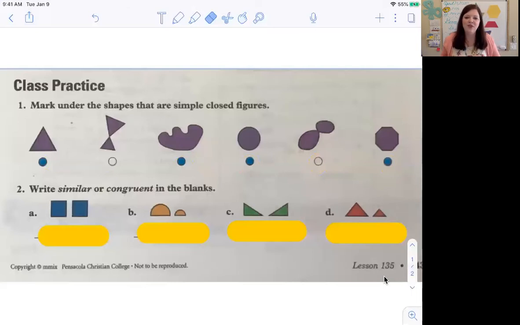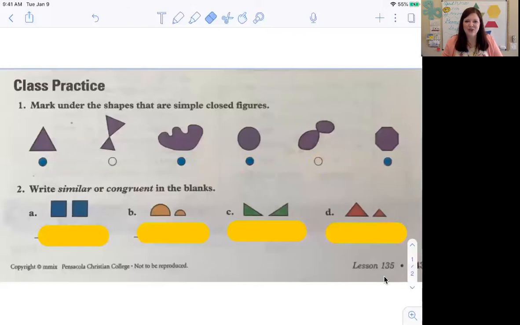Earlier, I talked about the words similar and congruent. Similar and congruent. Remember, similar means they are the same shape, but the size is different. Congruent means the same shape, the same size. For section 2, write similar or congruent on the lines. Go ahead and pause the video and press play when you're finished.